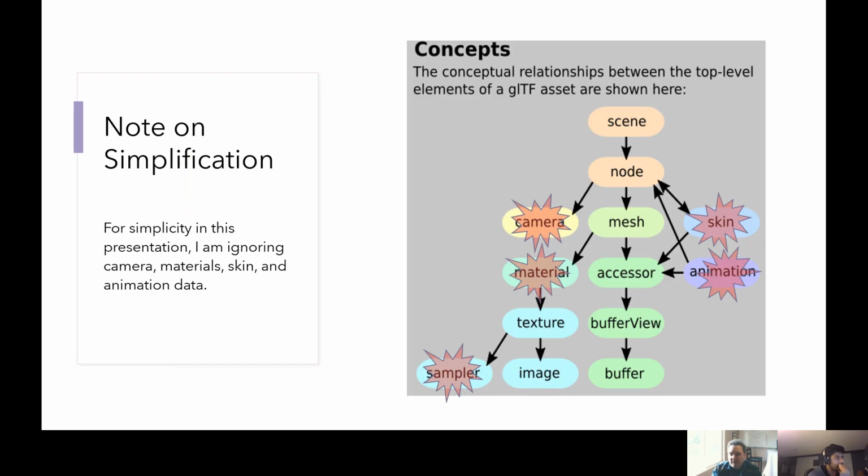So again, noting the simplification, we've ignored skinning and animation. Both of those concepts are around how do you animate this stuff. We've also skipped through the details of materials and cameras, as well as the difference between samplers and textures. But we've covered the majority of the concepts, and the most important, I think, for getting started. You can't really understand any of the other stuff until you understand these basic concepts.